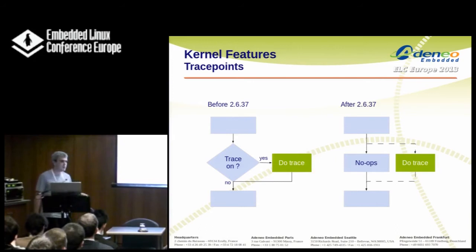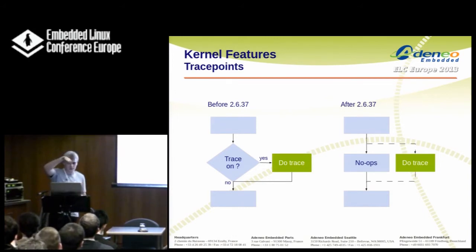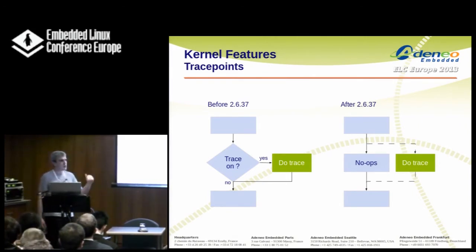And when you register and unregister your tracepoints, so the probes on your tracepoints, it will replace dynamically. There is a table with the name of the tracepoints and the place where it replaces the no operations by actually the call to your callback. So when off, tracepoints have no overhead, and when on, you have your traces.